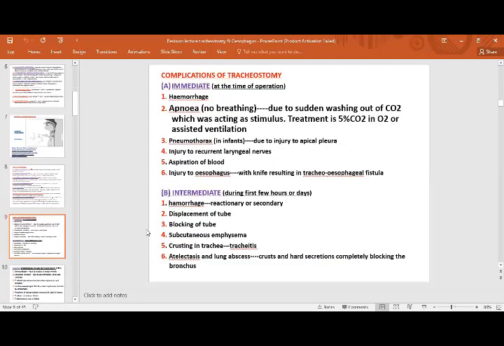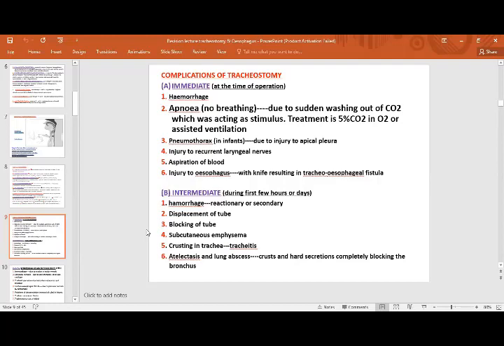Again, these complications of tracheostomy are very important. You need to learn them by heart, because any scenario can come with any of the complications. Of course, the most important complication is hemorrhage, either during operation, or it could occur later on, when the patient is shifted to the ward. Then apnea, where there would be no breathing immediately. Ideally, the patient should breathe through the tracheostomy tube, but in some cases apnea occurs. What is apnea? It is the sudden washing out of carbon dioxide, which was acting as a stimulus.